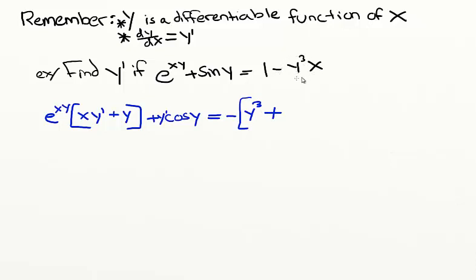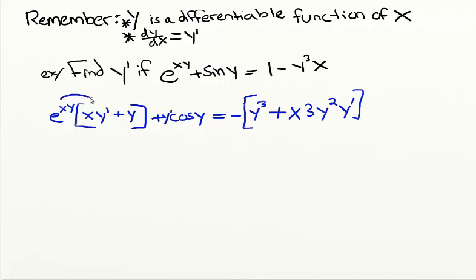Now we need to take the derivative of y cubed and multiply it by x. So the derivative of y cubed is going to be 3y squared, but then y is a differentiable function of x, so we need to take the derivative of y with respect to x as well. So that's going to be our y prime.